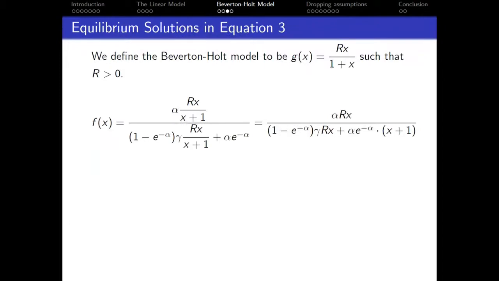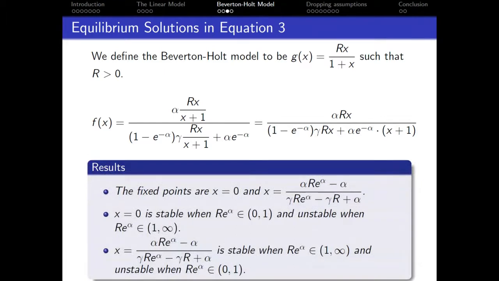Substituting this in for g of x in equation 3 holds a very similar process. In this case, f of x becomes the function that's defined on the screen. Once again, after we performed algebraic calculations, we found that the fixed points for this are x equals 0 and x is equal to alpha r e to the alpha minus alpha all over gamma r e to the alpha minus gamma r plus alpha.